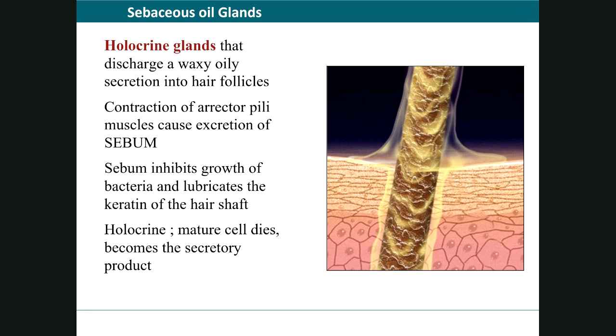So the holocrine glands, remember we've learned in the past, are the sebaceous oil glands. So holocrine glands is the method of secretion. So remember we learned in the past that the holocrine secretion, the mature cell actually dies and that becomes the secretory product. In this case, it's the sebum. The purpose of the sebum on the hair is prevents dehydration and also lubricates it, kind of warding off bacteria.